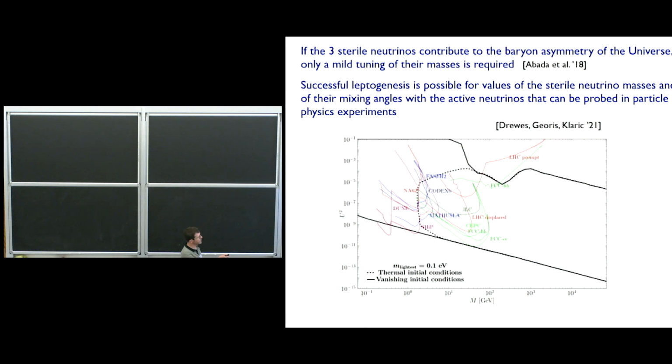So what is shown in this plot, that is due to these people, is again on the horizontal axis the sterile neutrino mass, or an average of the sterile neutrino masses, and the active-sterile mixing angle squared on the vertical axis. The two black curves here delineate the region where leptogenesis is possible, so it is inside this region here.